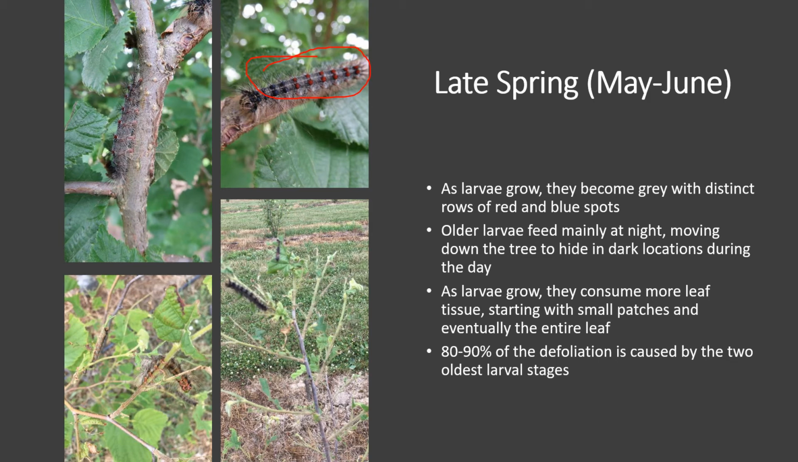But as they grow, they will consume larger and larger portions of leaf tissue, starting with small patches, but eventually they can consume the entire leaf. As you can see from the young hazelnut tree on the bottom right corner, there's almost no leaf material left, and that is a case where the feeding would have a significant impact on the hazelnut tree. And 80 to 90% of the defoliation is caused by the 2 oldest larval stages.